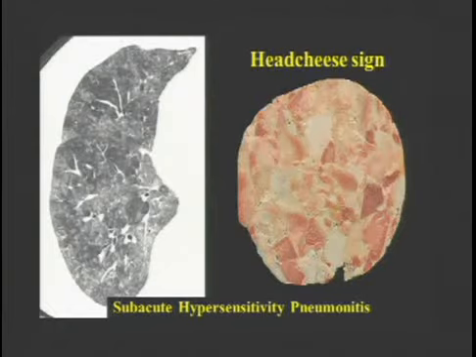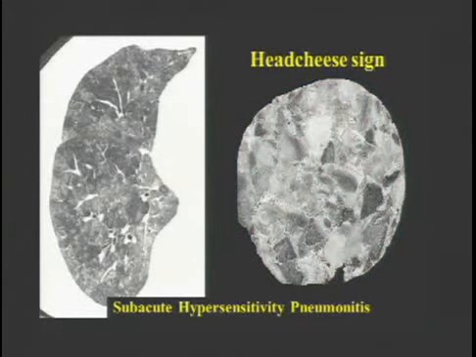But in any case, head cheese has this very geographic appearance with some areas that are sort of white and some areas that are sort of black and some areas in between. And if I morph this head cheese to black and white, I think you can see the similarity in appearance between hypersensitivity pneumonitis and head cheese. And this is why it is called the head cheese sign, and very, very helpful in recognizing this disease.